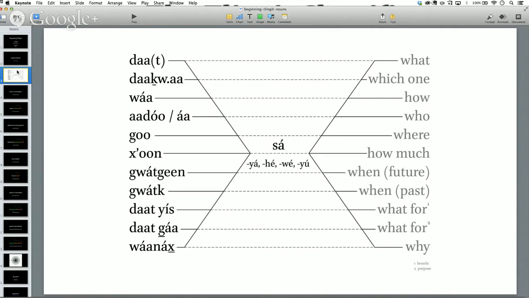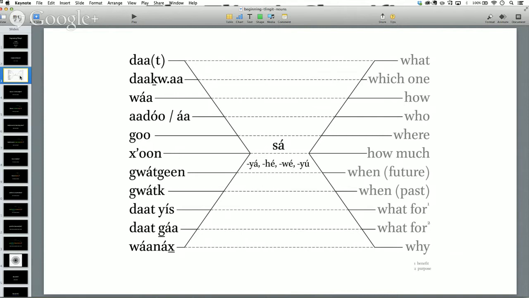Daqasa. Dasa. Daqasa. Dasa. Somebody describe that one to me. Which one? Yeah, which one? So you have this limited set that you know about, picking which one of these known items.